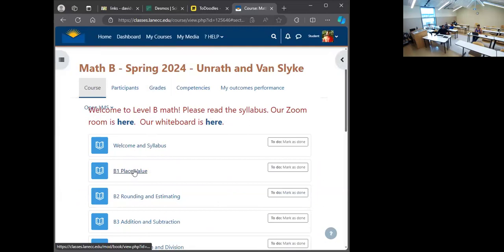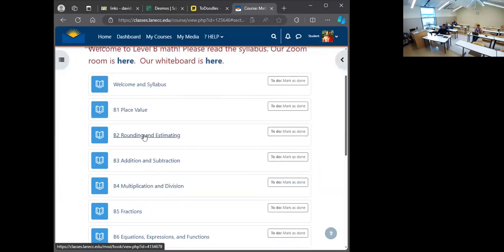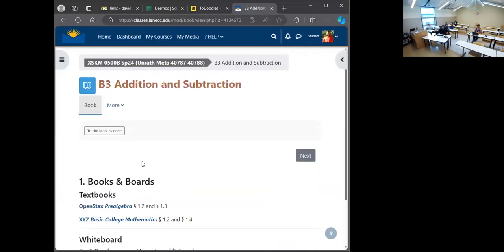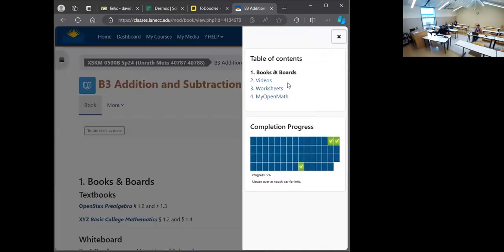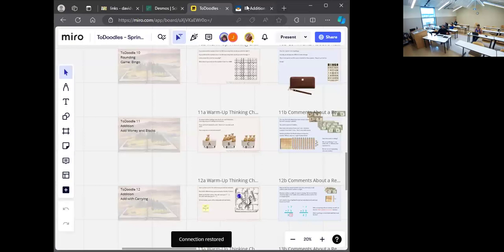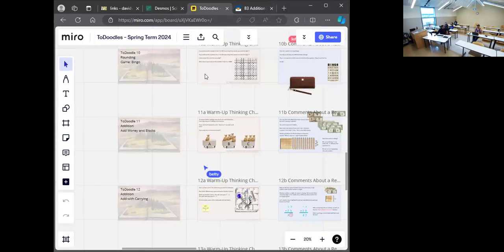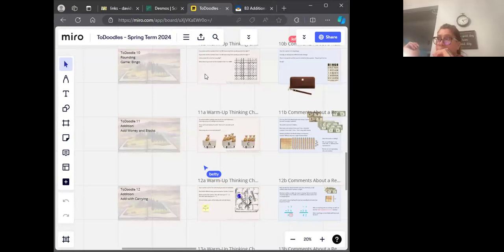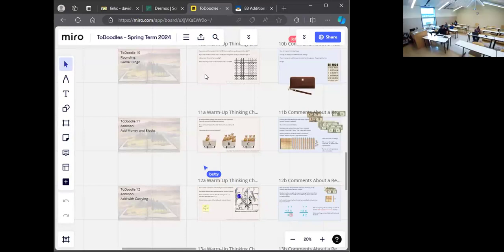Then for each of our topics, currently we're on rounding and estimating and addition and subtraction, we're just moving more into this. All of these topics have the same 4 pages. Books and boards says, here's the 2 textbooks we have, and another link to the whiteboard that I brought you to with the email. We have a whiteboard here so that us in this room and the people in Zoom can do the same things together.